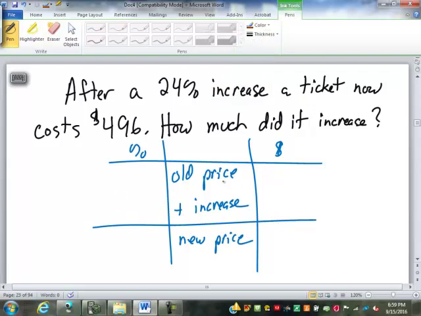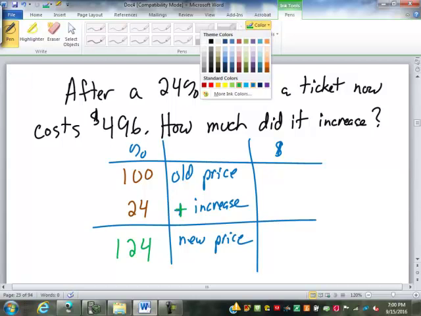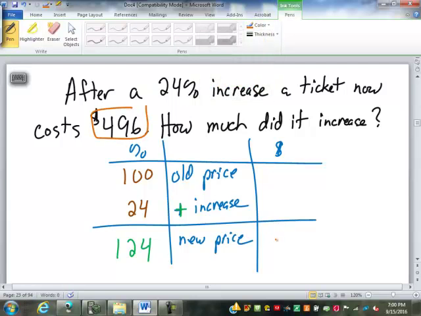So on the percent side, we have 24%, which represents what? The increase. 100% goes on the old price. Let's just finish off the percent side. What's going to go in for the new price? 124. We add it together. Right? It's an adding now instead of subtract. On the dollar side, we have the 496, which goes where? The new price. That's now. What are we looking for?